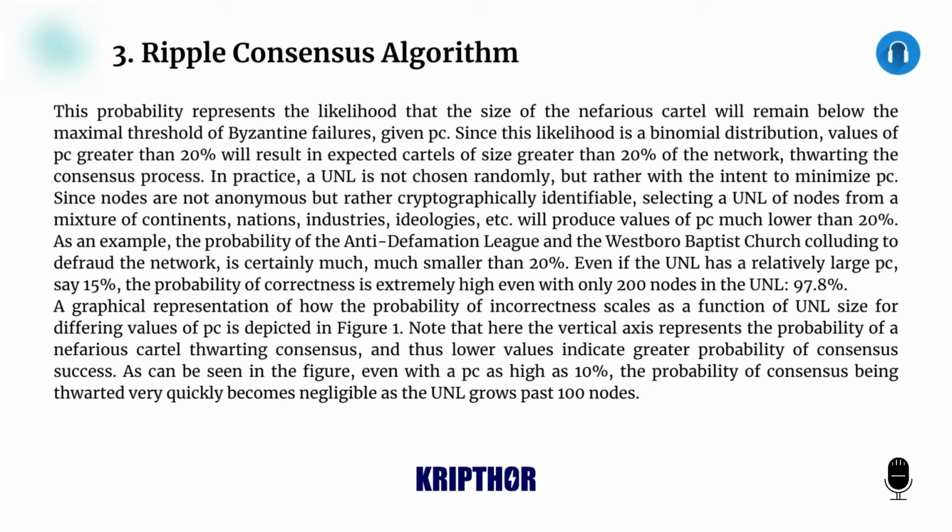Even if the UNL has a relatively large Pc, say 15%, the probability of correctness is extremely high even with only 200 nodes in the UNL, 97.8%. A graphical representation of how the probability of incorrectness scales as a function of UNL size for differing values of Pc is depicted in Figure 1. Note that here the vertical axis represents the probability of a nefarious cartel thwarting consensus, and thus lower values indicate greater probability of consensus success. As can be seen in the figure, even with a Pc as high as 10%, the probability of consensus being thwarted very quickly becomes negligible as the UNL grows past 100 nodes.